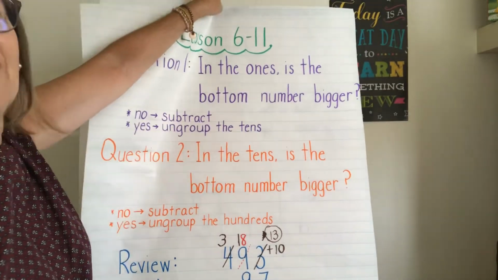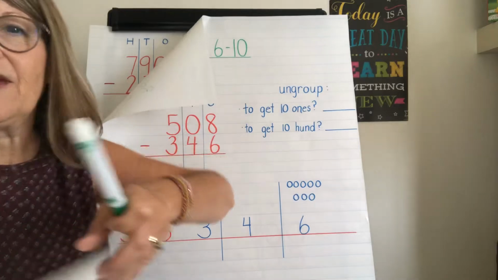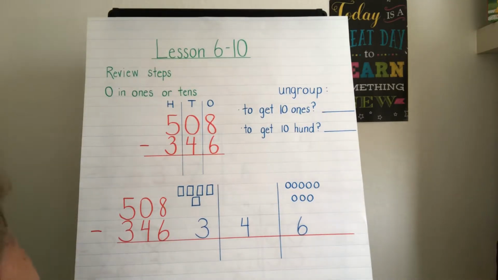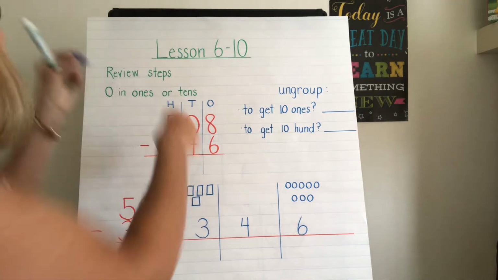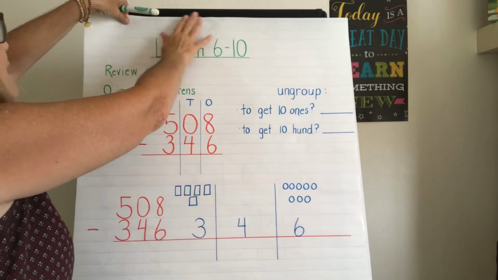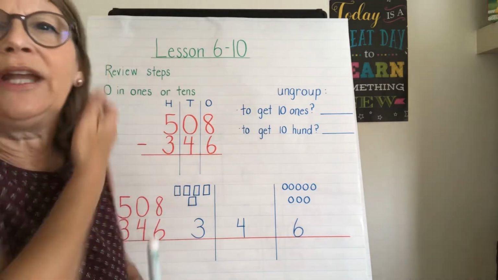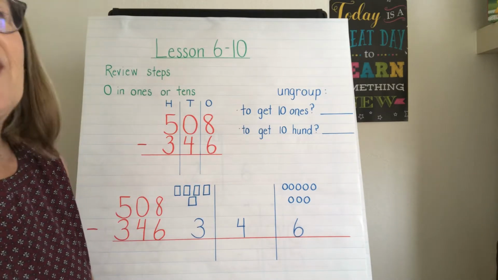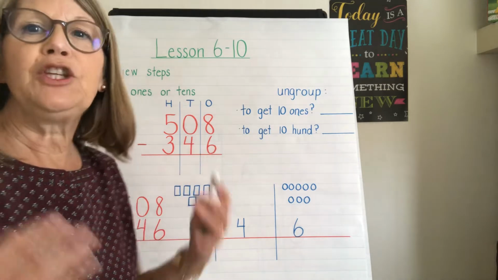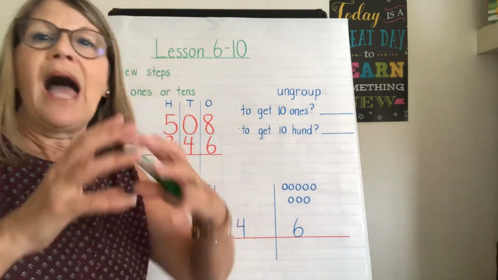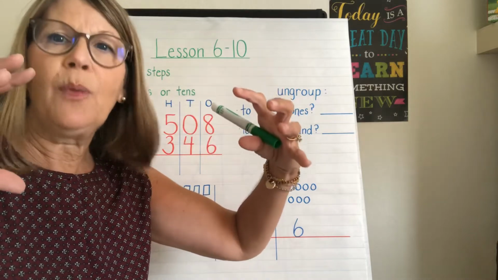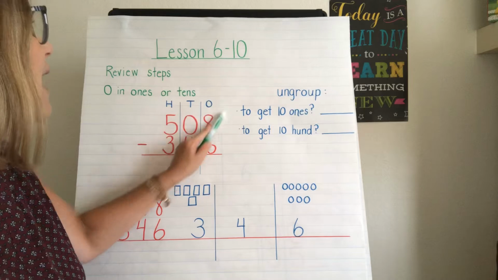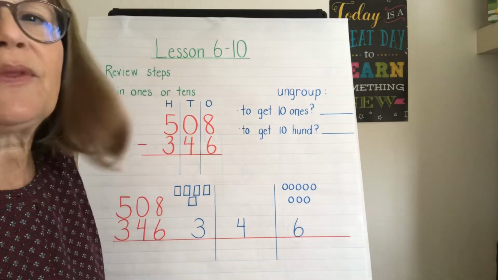Today is going to be practicing that with zeros. So I'm going to put another little piece of tape up here. Okay. So today we're going to be practicing that lesson 6-10 with zeros. Remember, as you are doing this on scratch paper, I really recommend that you stretch out the numbers. Don't make them teeny weeny because then it gets really messy up here. Okay, we're going to start with our first question.